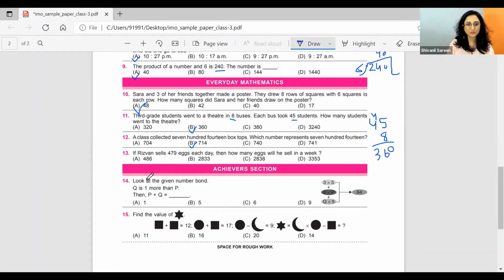answer. Question number 13. If Rizwan sells 479 eggs each day, then how many eggs will he sell in a week? So now we have 7 days in a week. Every day he is selling 479. So how can we solve it? 479 into 7.